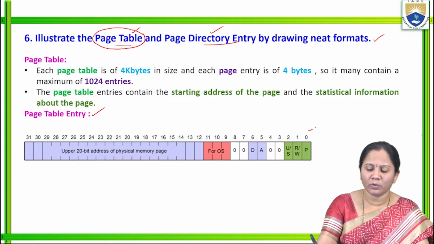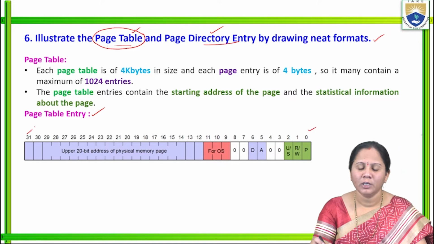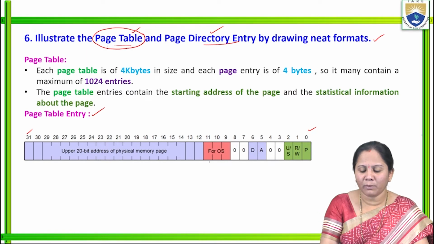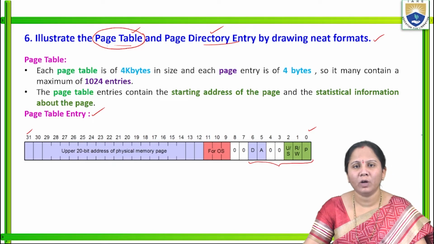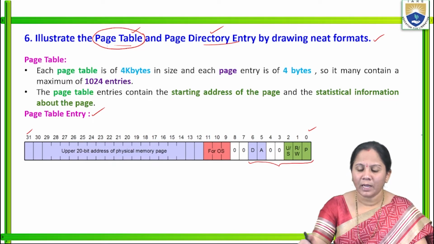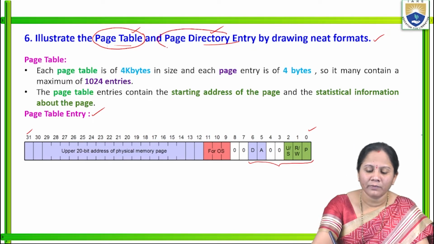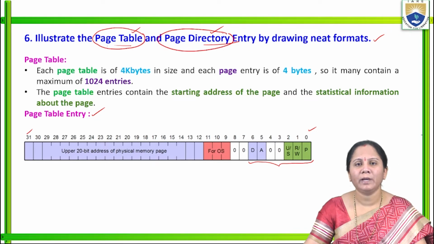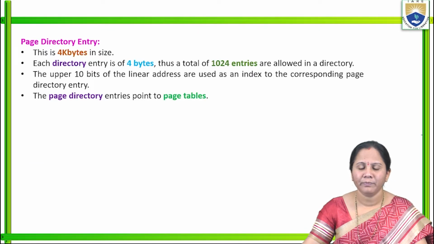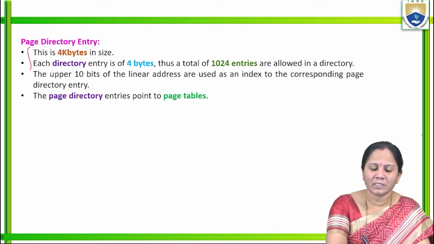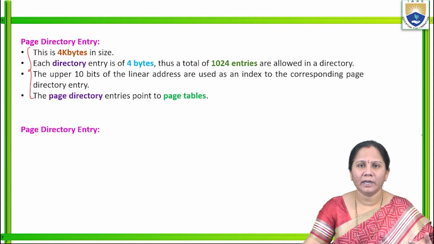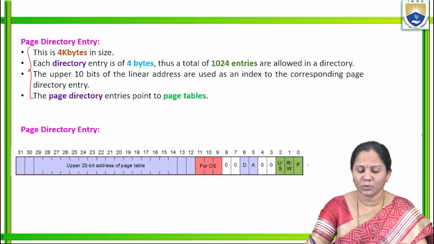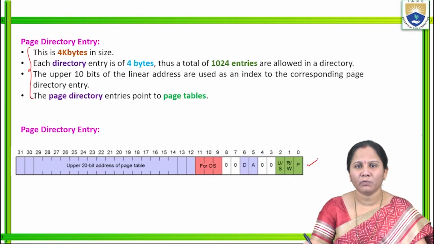So it consists of totally 32 bits. So this is the page table entry format. And after drawing the format, we have to also say what is the importance of all these bits. And similarly here, we have to also say what is meant by page directory. So here this is the page directory, and we should indicate the page directory entry format. So this is also the 32-bit register format.